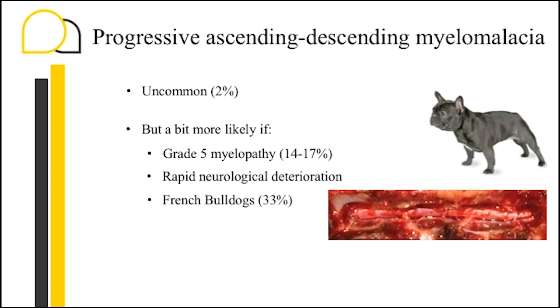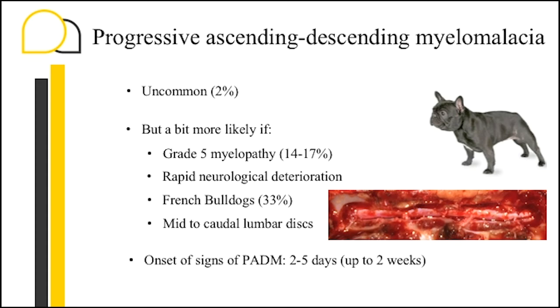French bulldogs seem to be a bit more represented with this disease, and it happens a bit more often when we have mid to caudal lumbar discs, so basically compressing the lumbar intumescence. Normally, the onset of clinical signs of this condition of myelomalacia happens in this window from 2 to 5 days after the onset of the neurological deficit, although we may have delayed presentation.